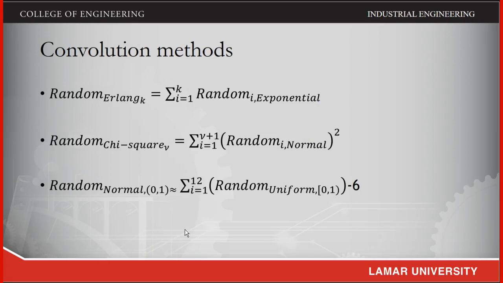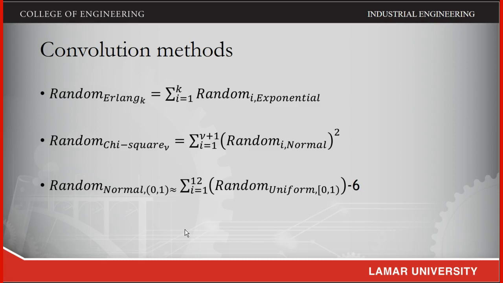The convolution method adds random variables, and when we add them, they change the distribution shape. For instance, if you add random exponentials with the same lambda, you would get an Erlang, and depending on the number of exponentials that you add, you would get an Erlang of k value, where k is the total number of exponentials that you added. We also can generate chi-square distributions by adding normally distributed variables that are squared.